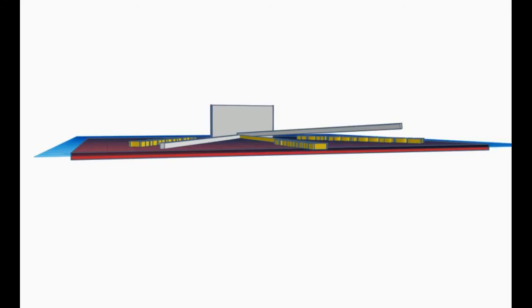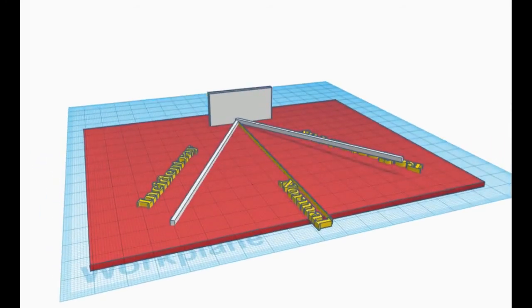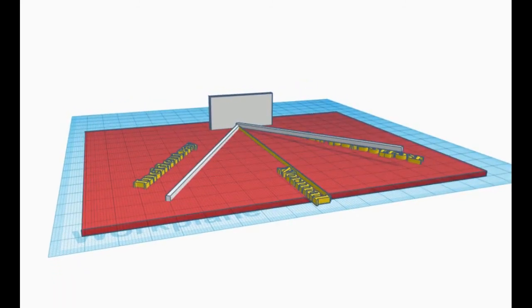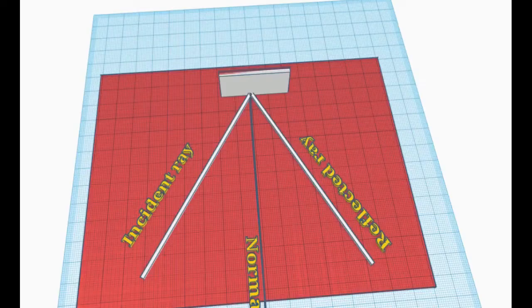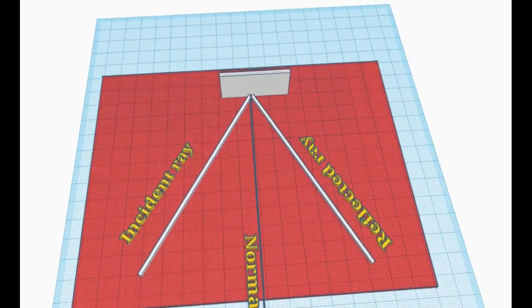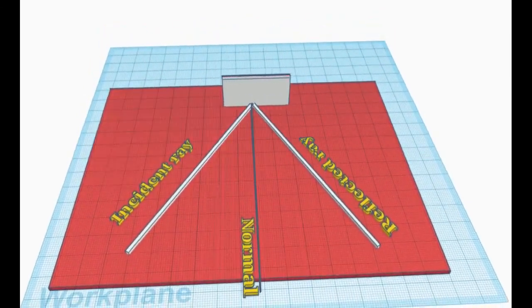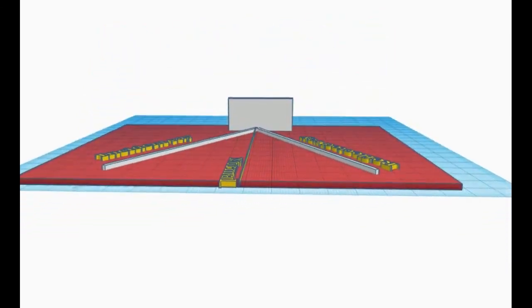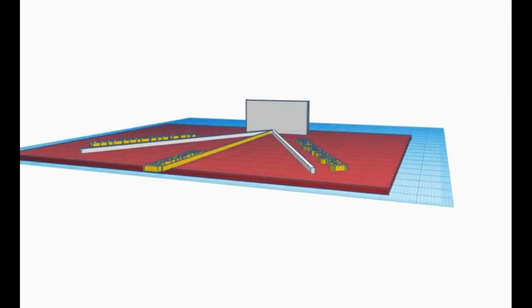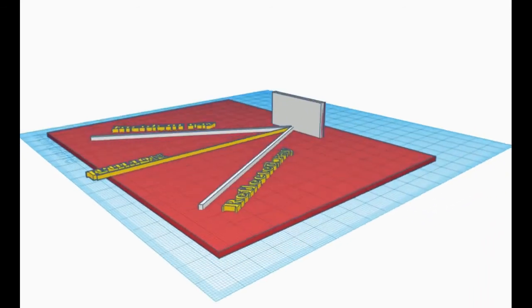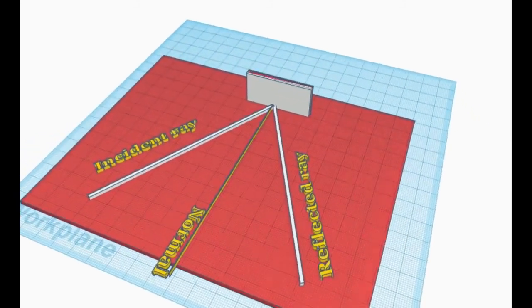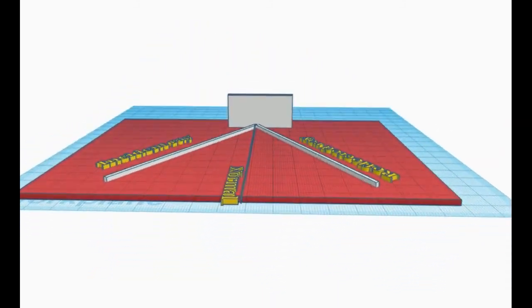Now, did you understand what we mean by incident ray, normal and reflected ray always lying on the same plane? A red color platform represents a plane, and now you can see here the incident ray, reflected ray and normal all lie on the same plane, and light behaves like this. So remember this.